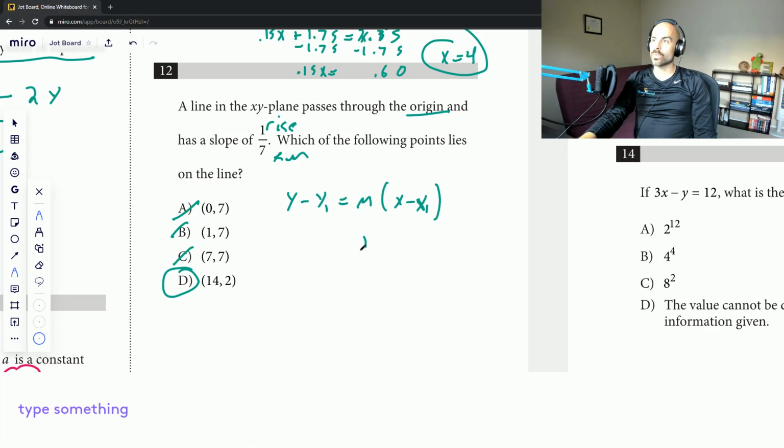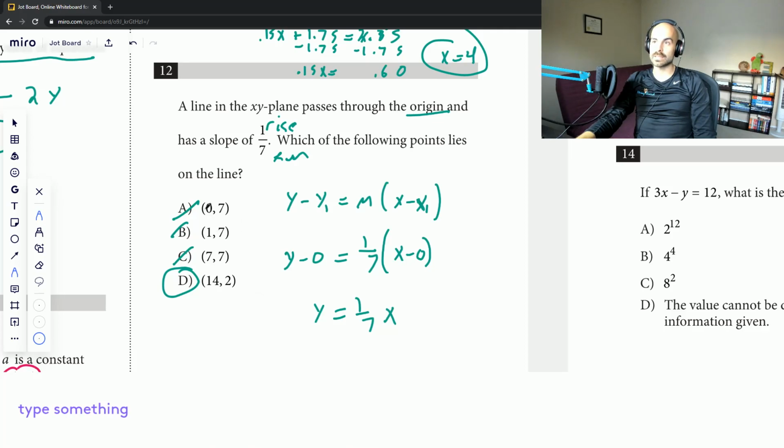M is 1/7. And what may not feel obvious, but they give us a point, which is the origin. So it's y minus 0 is equal to 1/7 times x minus 0. So it ended up being that y equals 1/7x. And then you can actually plug in for your input and your output each one of these answer choices.